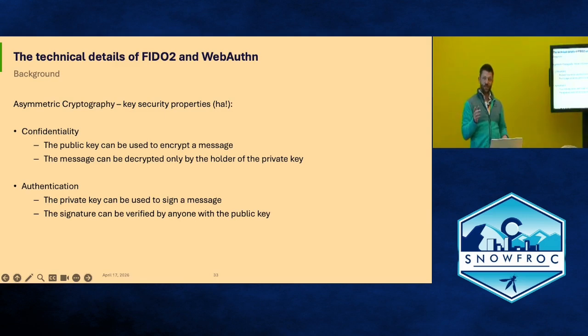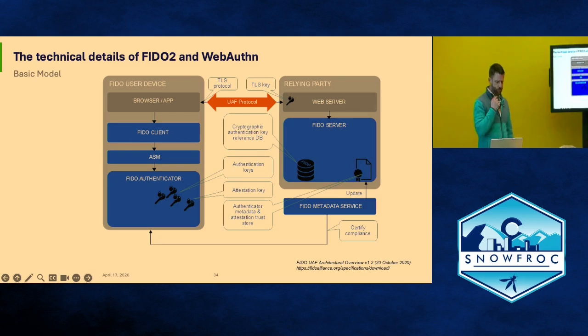Better than a password, because nobody can ever get at that private key, right? It's locked away on that SIM card or wherever it is. This is from FIDO documentation standards. This is the standard basic model for how this works. I'm going to name a bunch of names. Glossary time. You guys ready?